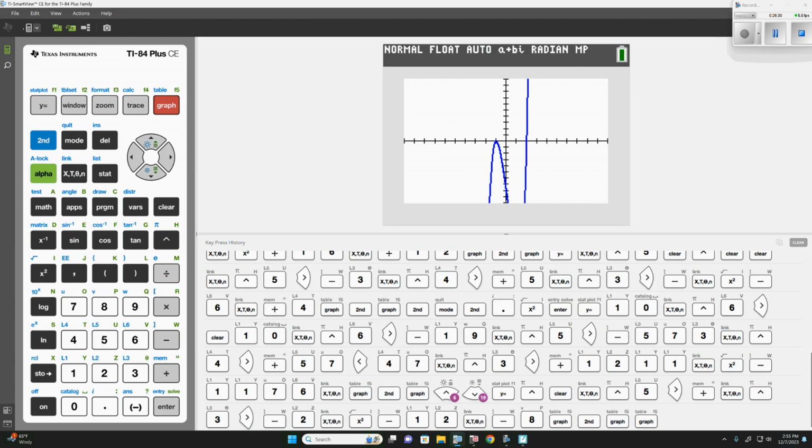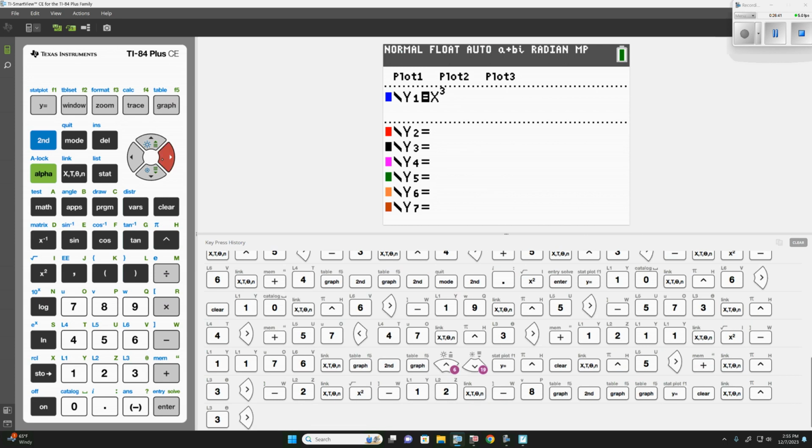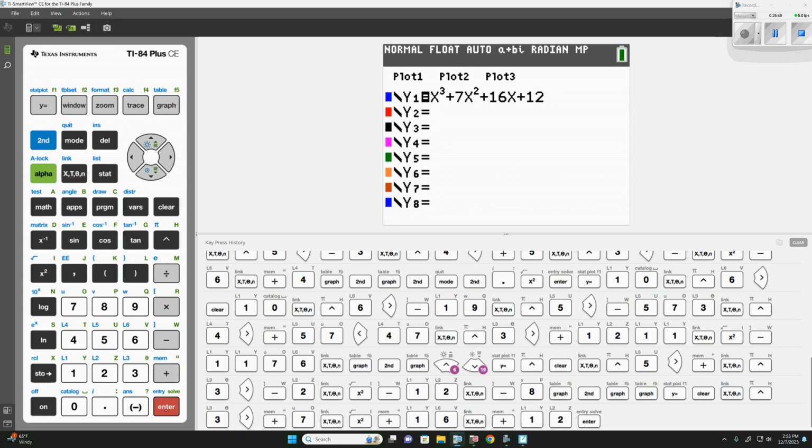Or instead of doing that, we do have a nice graphing calculator. Let's let it do some work. Clear that out. x to the third plus 7x squared plus 16x plus 12. Now looking at this function here, how many solutions should we have? 3, because it's a cubic, yes?